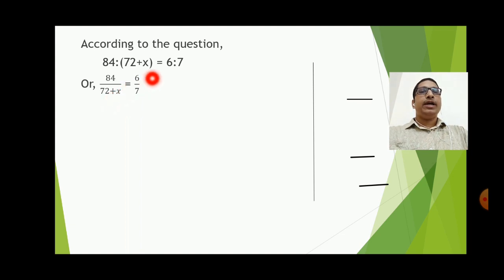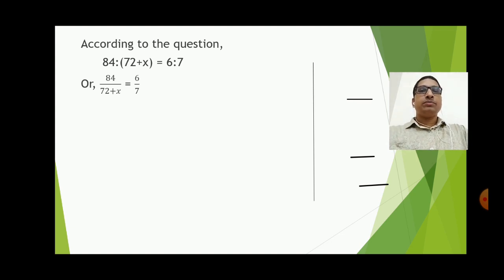Denominator. And this equal is here, and this 6 is here, and this 7 is here. Okay, I think it is very clear to you. Now in this stage what will we do? We will do cross multiplication.